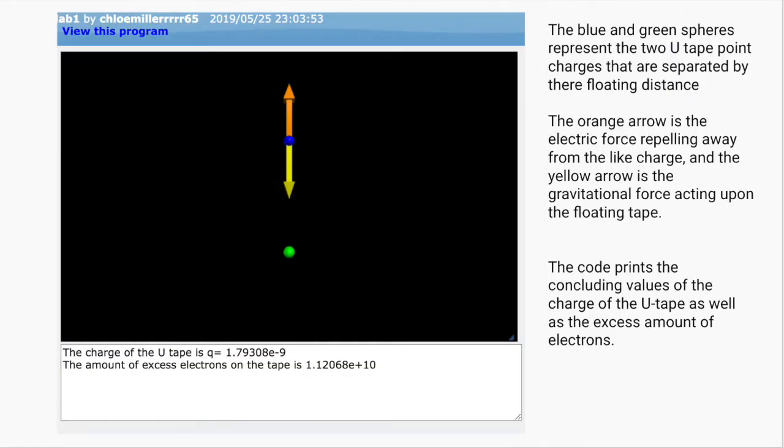As seen in the diagram, the blue and green spheres represent the 2 U-tape point charges that are separated by their floating distance. The orange arrow is the electric force repelling away from the other charge, and the yellow arrow is the gravitational force acting upon the floating tape. The code prints the concluding values of the charge of the U-tape as well as the excess amount of electrons.